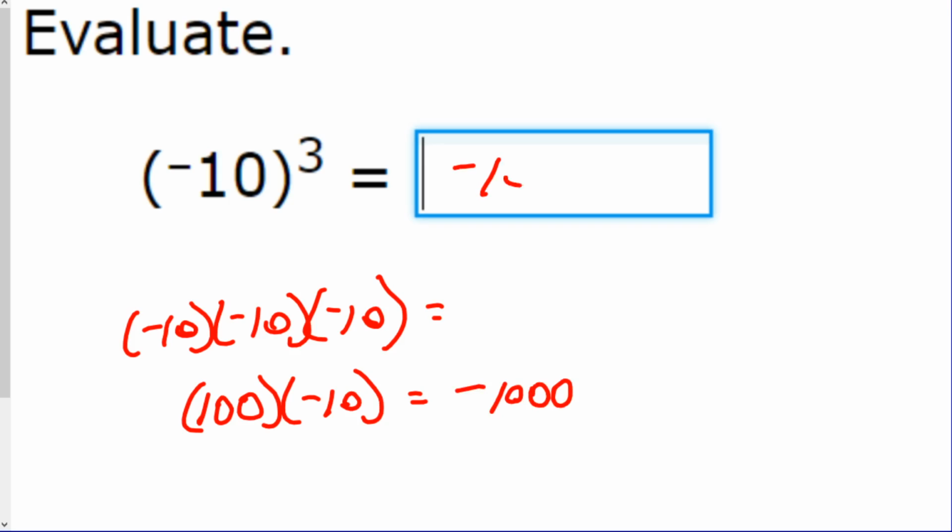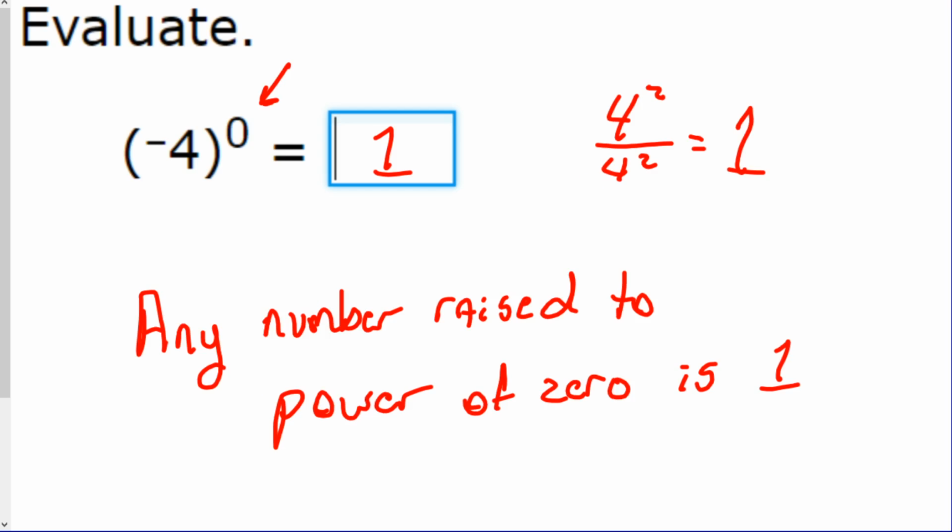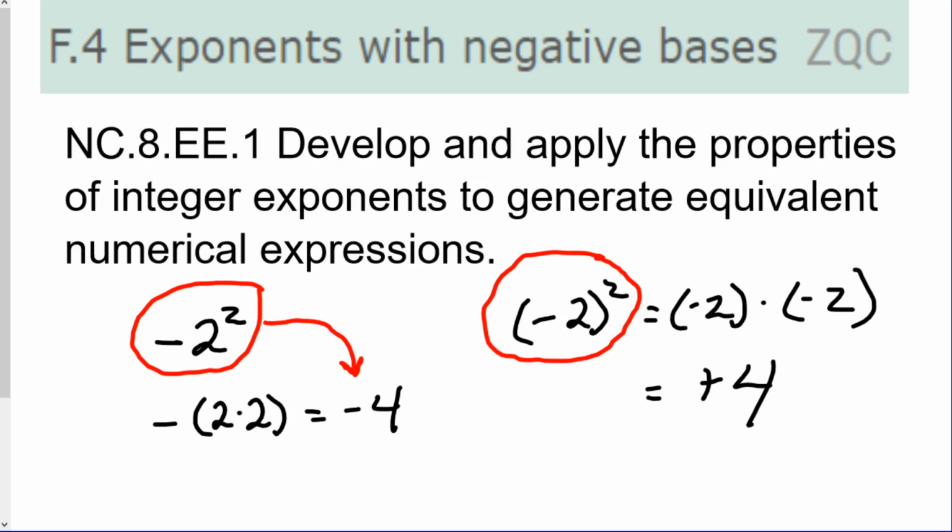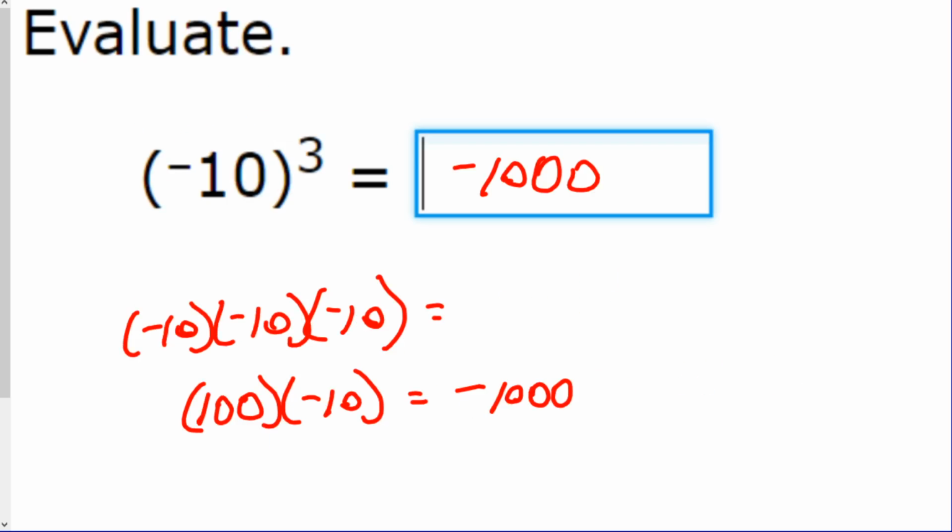But wait a minute, Mr. Mike. You said that if it was in parentheses, it shouldn't come out negative. Well, if the exponent is even, you're going to have an even number of negatives. If the exponent is odd, you're going to have an odd number of negatives. So when it's inside the parentheses, you could still get a negative if you have an odd number, because these two negatives will cancel out. You're left with this negative, and a positive times a negative is a negative. I hope that makes a little bit of sense.